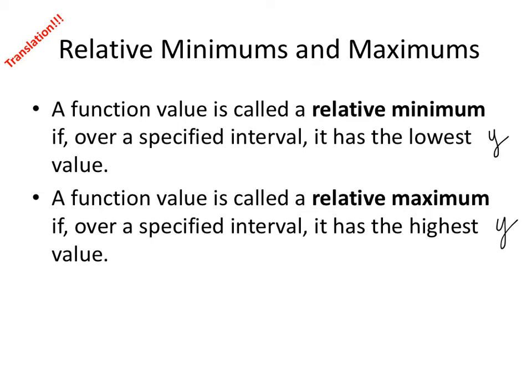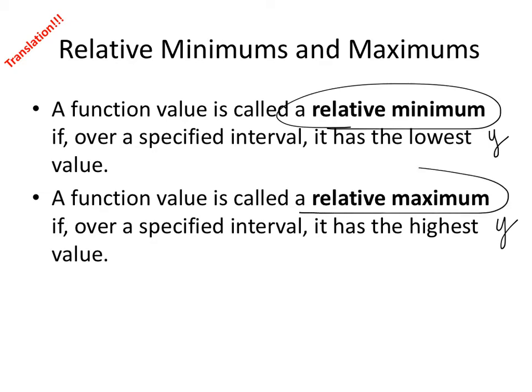Okay, so what this means is if you're looking over that interval, some interval of x inputs, right? And you're seeing at one point, we've got the lowest y value of any other y values on that interval, then that is called a relative minimum. Conversely, if it has the highest y value, we call that a relative maximum.